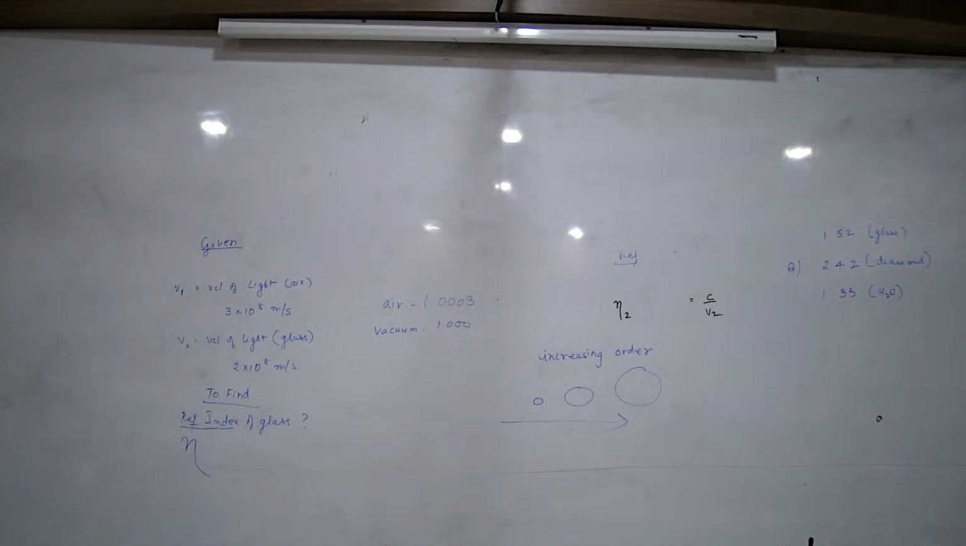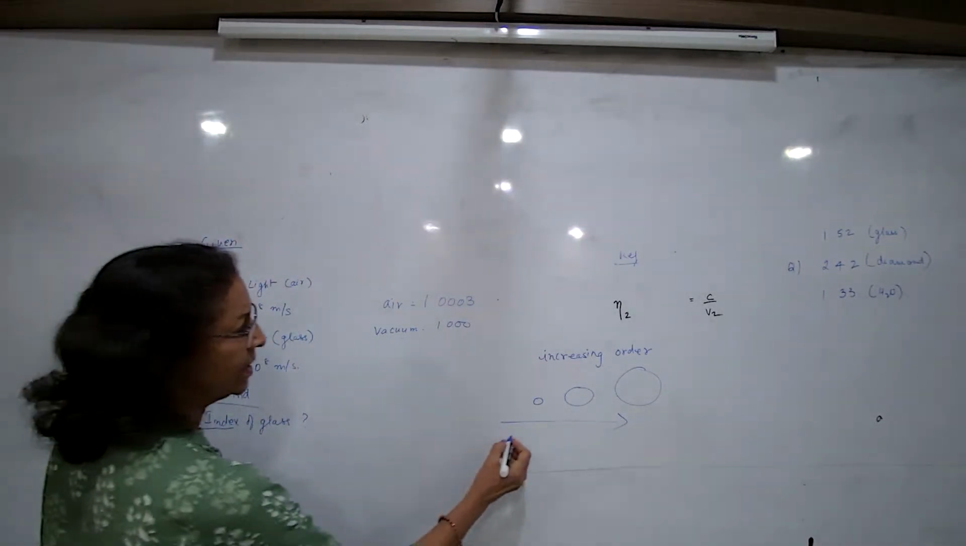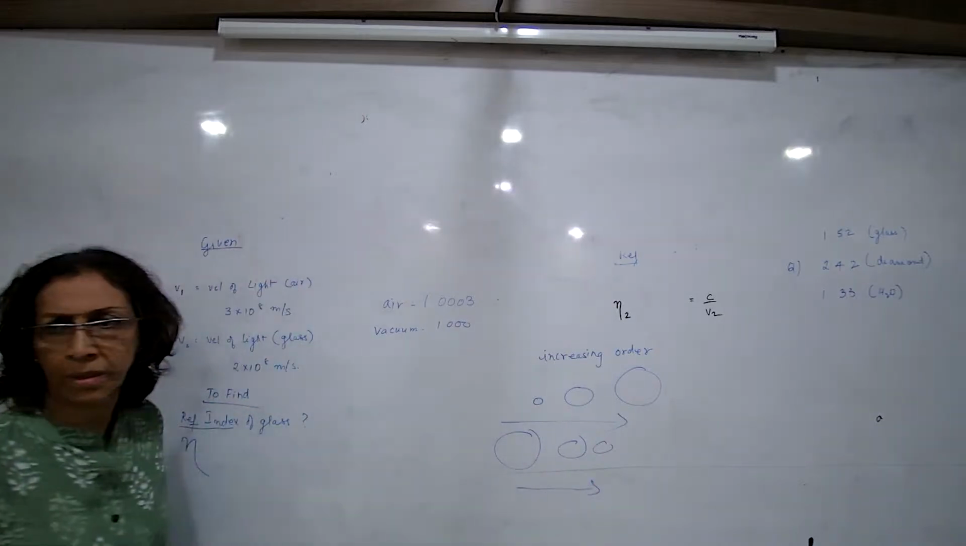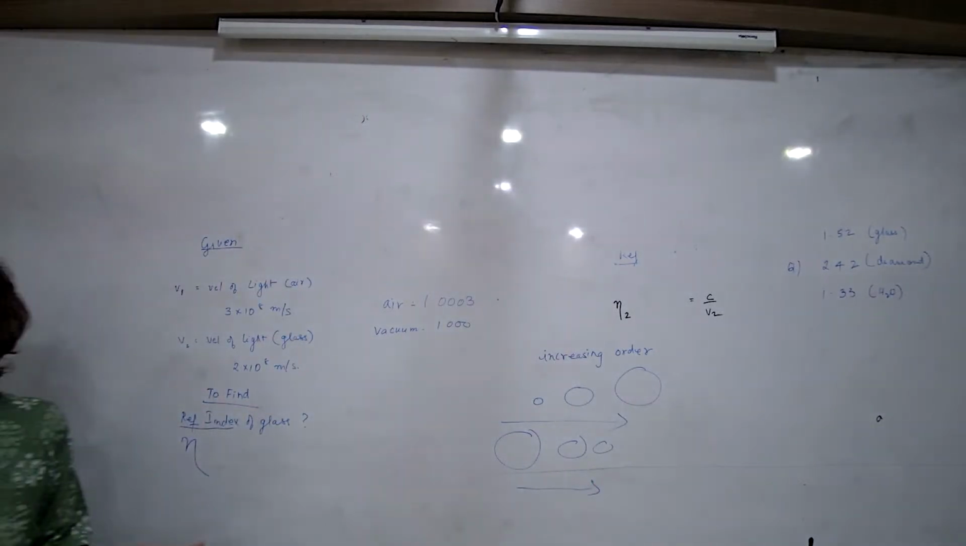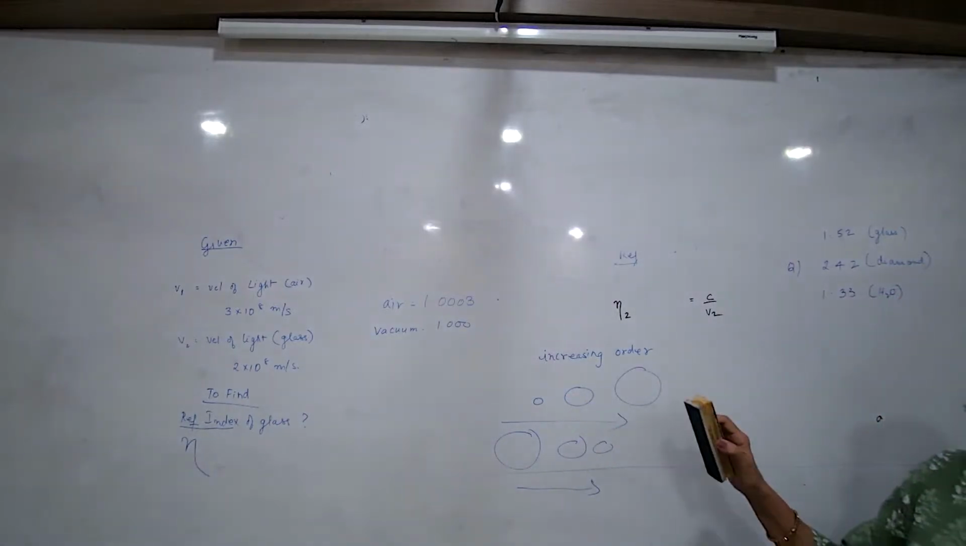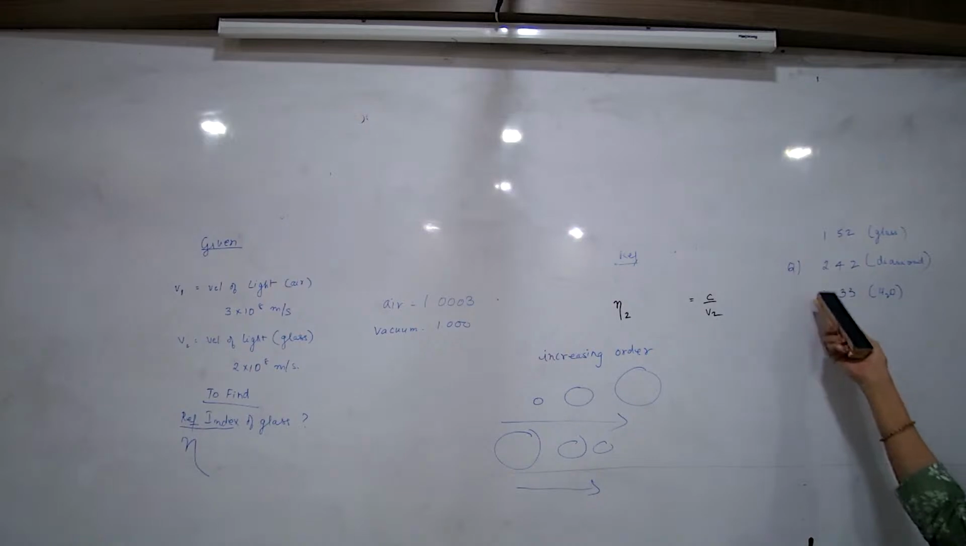So what does it tell you? Inversely proportional. If the refractive index is more, that means the speed will be less. Got it? Like if it is just in decreasing order, obviously the bigger one will come first, and after that this way. This is your decreasing order. Increasing, decreasing, glass anyway will be in the middle. So it's only the difference between these two.